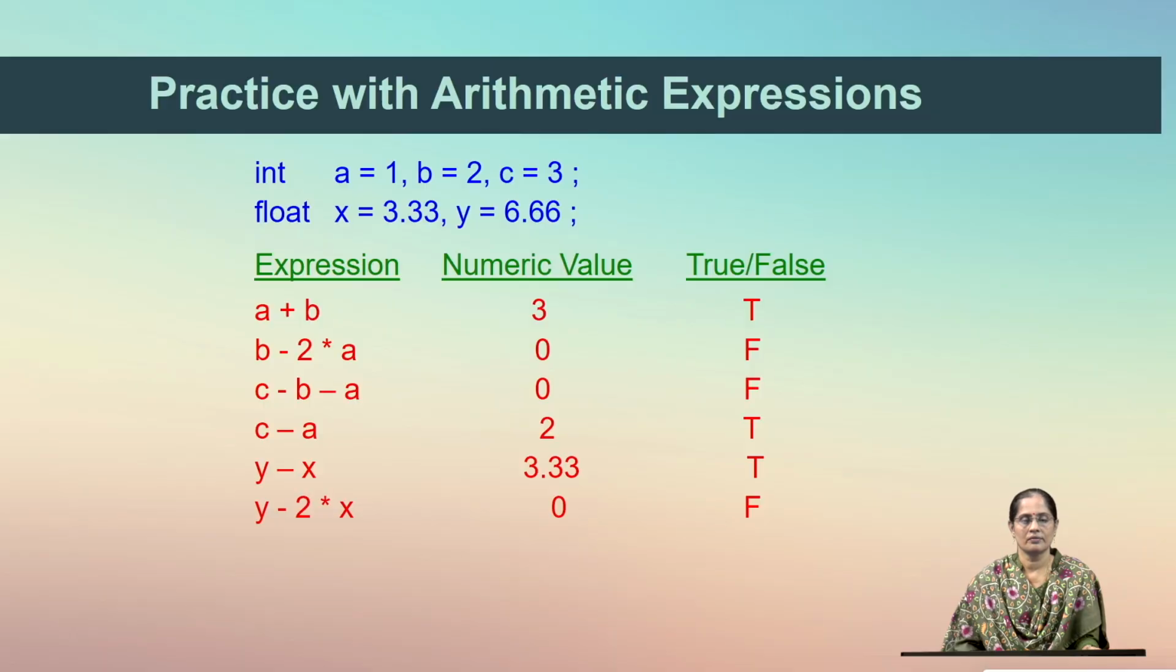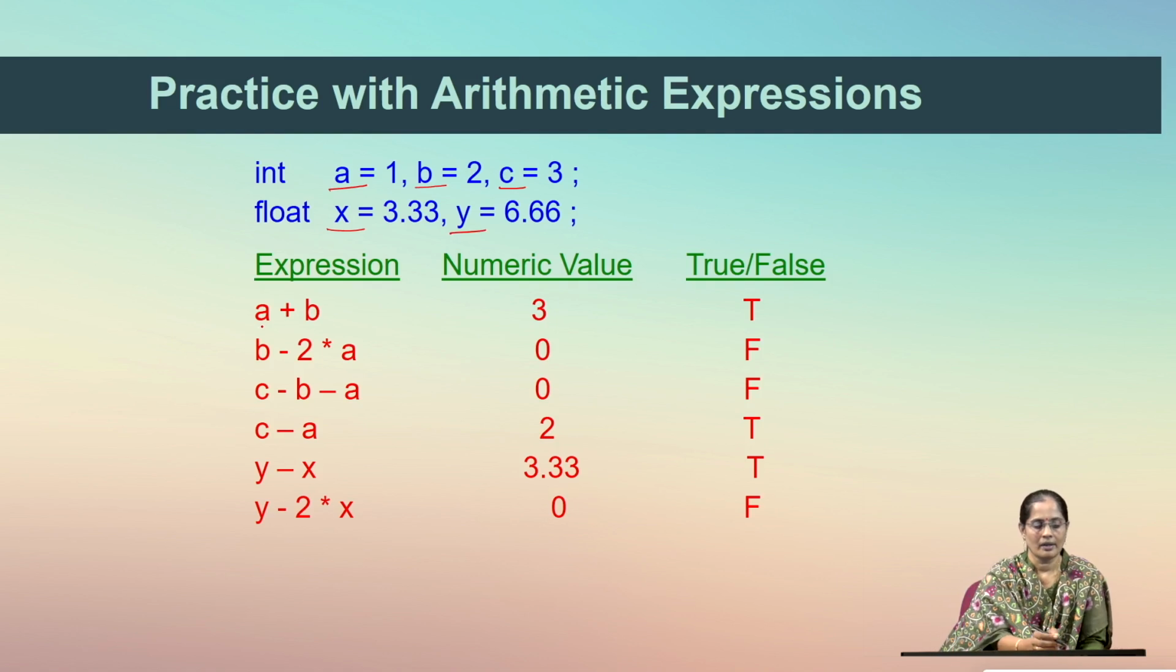So, this is the way an algebraic expression can be converted to a C expression. Here we take an example for practice. We have three variables of integer type A, B and C, and two variables of floating point type, named x and y. The first expression is A plus B. A will be substituted with the value 1 and B with the value 2, so the result will be 3.